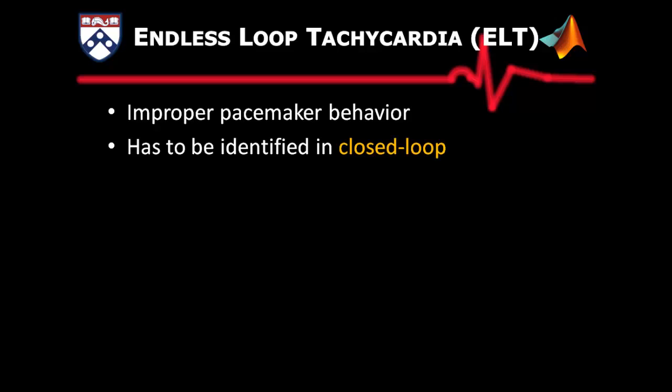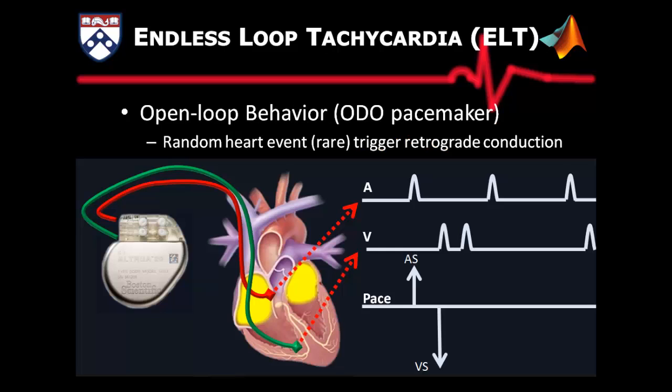In this section, we use a closed-loop pacemaker malfunction as a case study and demonstrate our Simulink simulation and heart-on-a-chip platform. Endless-loop tachycardia is a closed-loop execution of a pacemaker and the heart during which the pacemaker inappropriately increases the heart rate. Since this behavior involves both the heart and the pacemaker, it cannot be identified during open-loop testing.